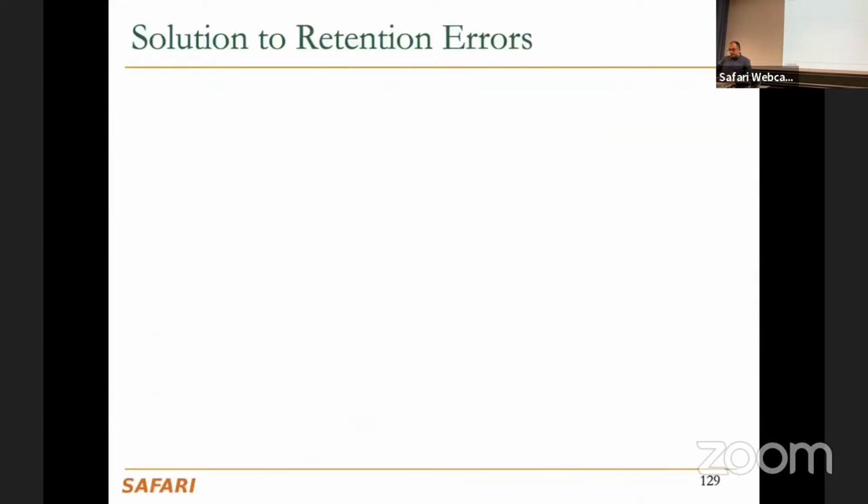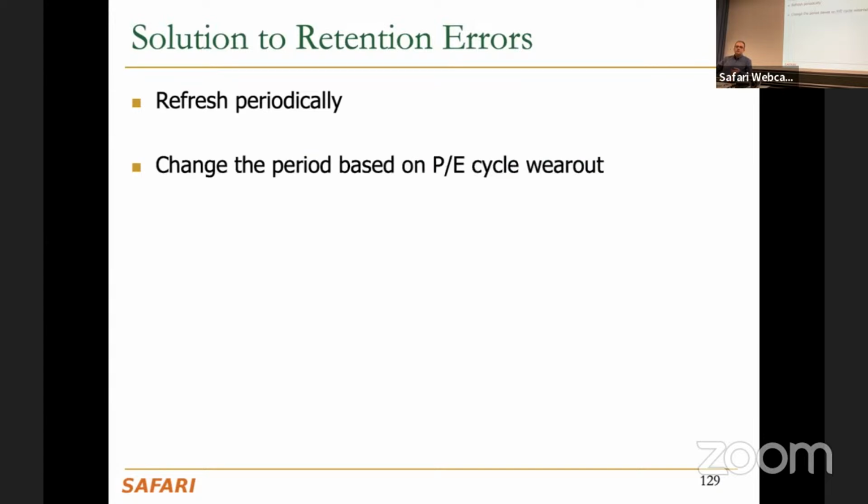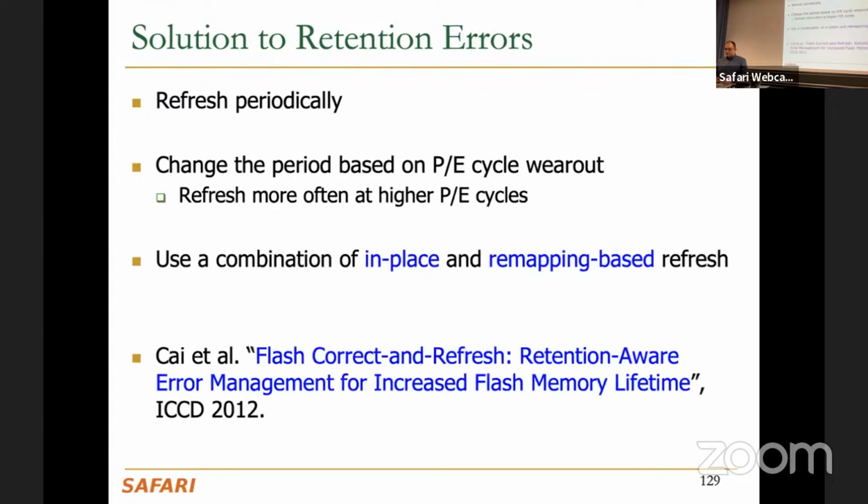retention-aware error management. There are a couple of solutions to retention errors. Essentially, you need to refresh periodically, like what you also do in DRAM. And then you need to change the period based on the PE cycle wear-out, meaning that in the beginning, when your PE cycle count is low, you don't need to refresh that frequently. But once you have larger PE cycles, you want to refresh more frequently in order to avoid errors. And then you can use a combination of in-place and remapping-based refresh. We're going to see what these are.